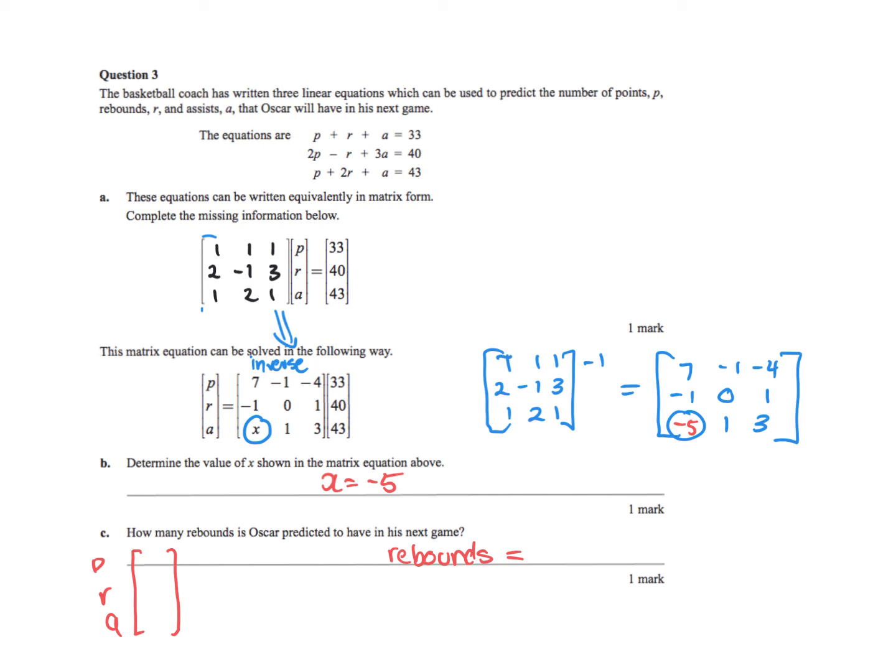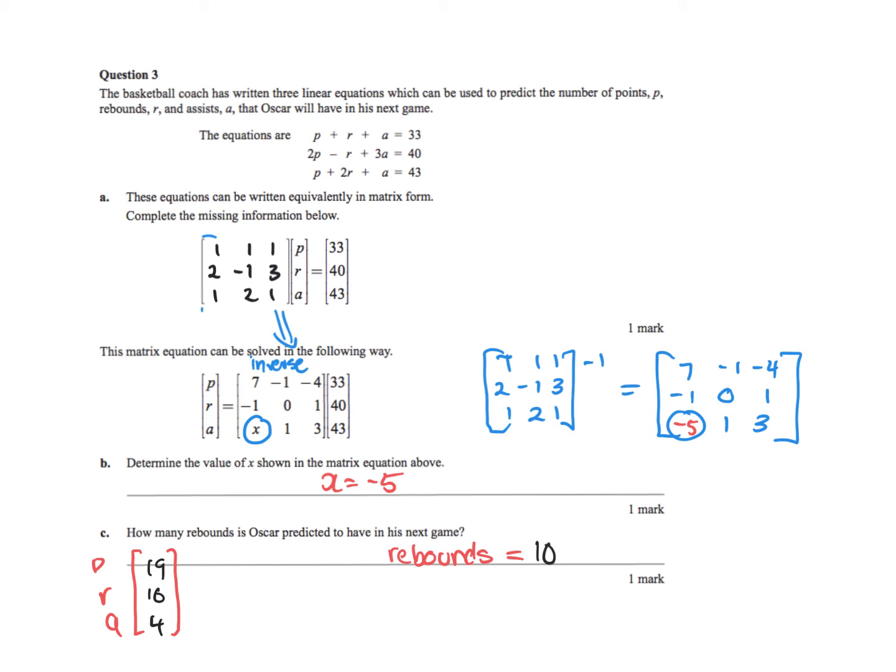What do you reckon, Harry? Have you done it on your calc? Just do times the last 33, 40, 43. Do that matrix that you just found. Times it by the 33, 40, and 43. Yeah, the end one. What was our answer? 19, 10, and 4. So rebounds. Rebounds is? 10.